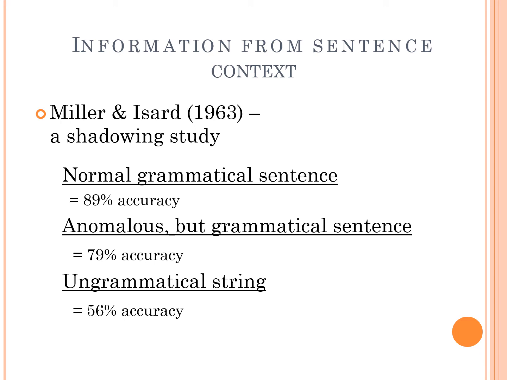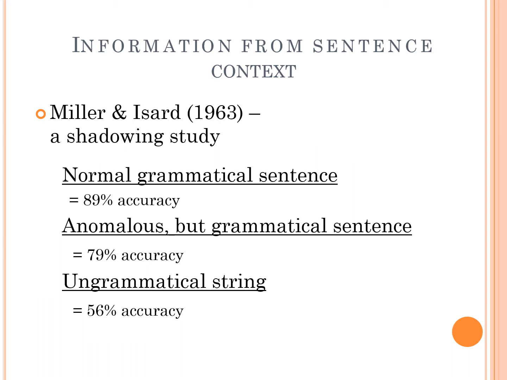This was a shadowing study, and if you remember, we saw an example of shadowing earlier this semester when Mike came up, listened to one person say something in one ear, and was shadowing the other person, attempting to just say everything that the other person was saying while listening to someone else, in that kind of dichotic listening task. Miller and Isard start off with a simple shadowing study. They're simply listening to those sentences and saying them out loud.